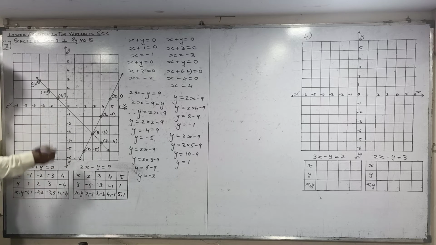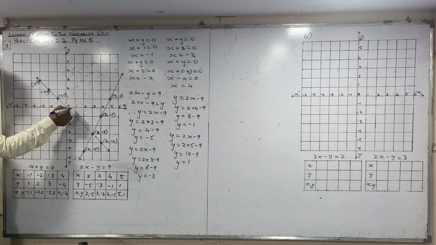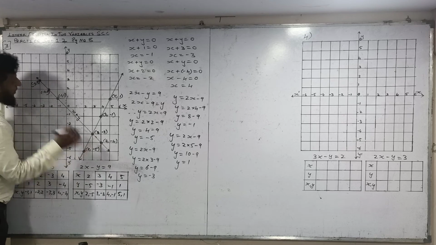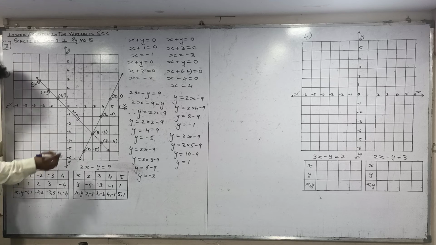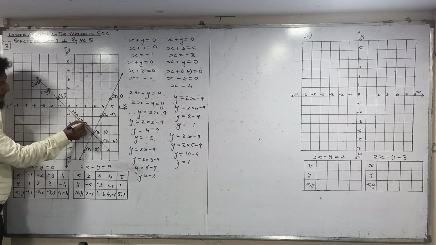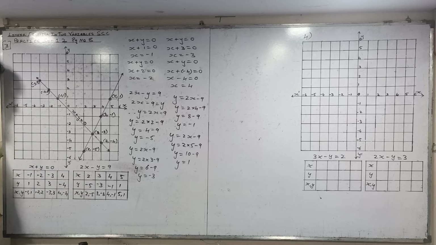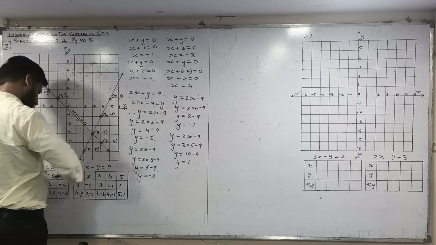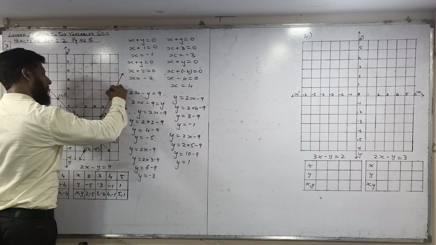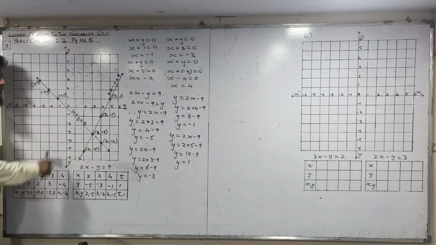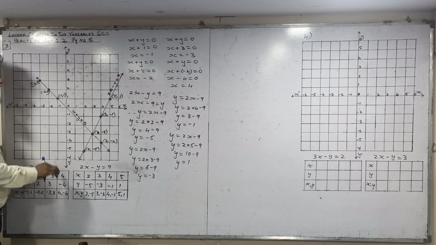So write the equation also. For this line equation, write inside if possible, extend this line and write inside, it is good, but we can write here also. So this line equation is x plus y is equal to 0, and this line equation is 2x minus y is equal to 9. Okay, so write the equation also on the line.